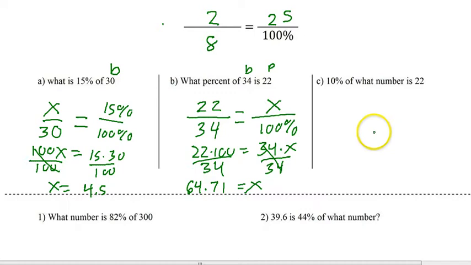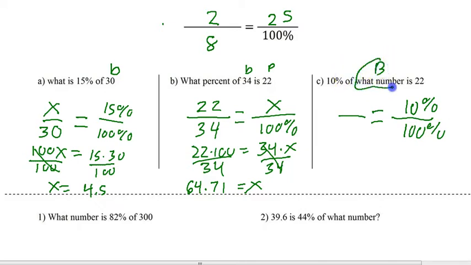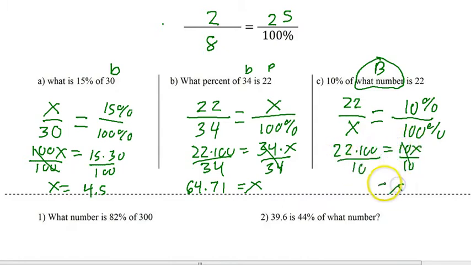All right, last one, just to show you that they're all the same. We have 10% over 100%. And it says, of what number. That means we do not know the base. So we put an x here. And then the 22 goes up there. Cross multiply. Divide by 10. And x equals 220.